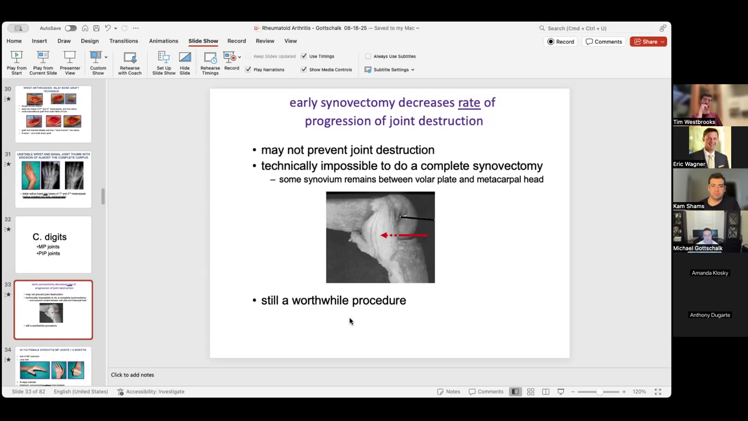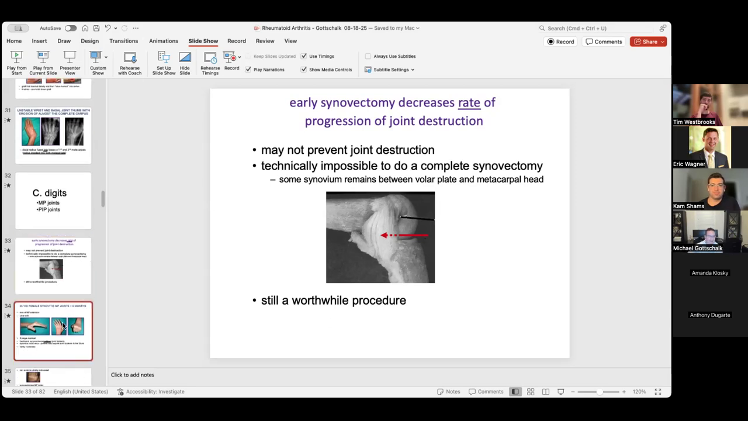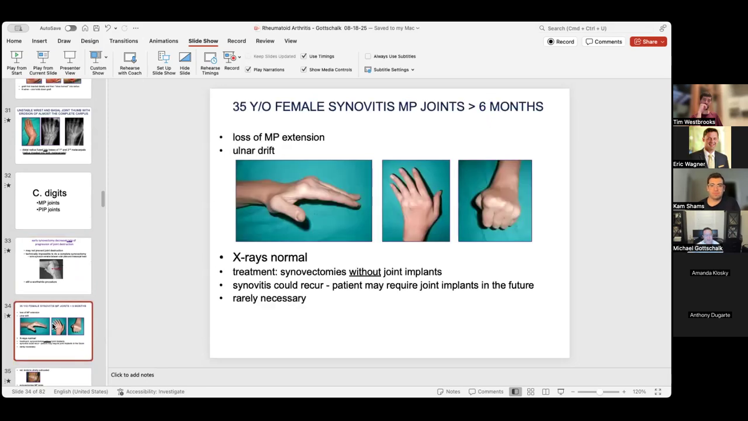I don't know if Wags is scoping MP joints yet, but if he is, I'm happy to send him all of these. But I don't know that we have here. Typically for this, we'll still do them open, at least I do. So it's not as good as doing the wrist or the elbow, where you can really scope it and get out all the synovitis.